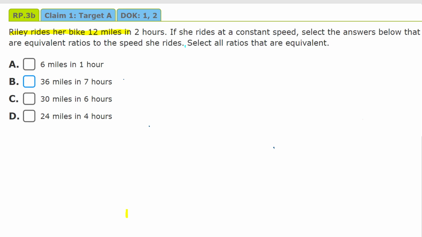Riley rides her bike 12 miles in 2 hours. If she rides at a constant speed, select the answers below that are equivalent ratios to the speed she rides. Select all ratios that are equivalent.